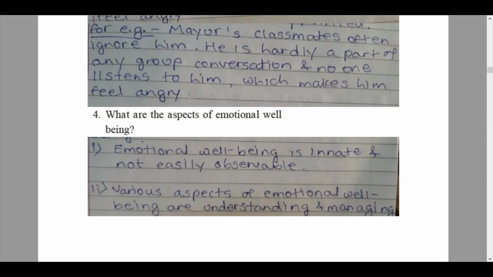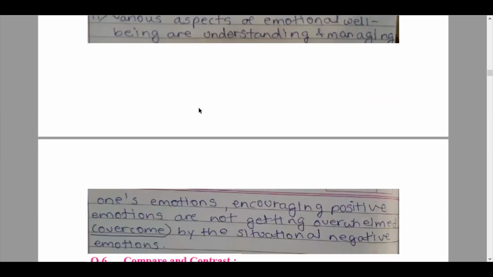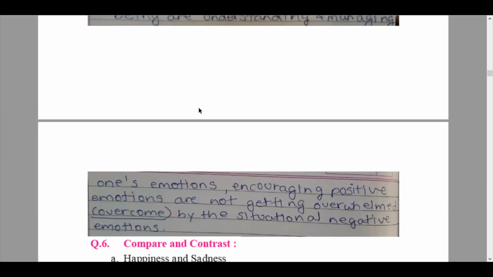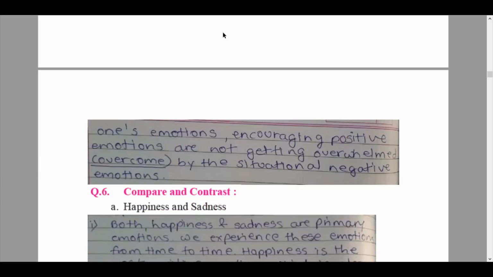What are the aspects of emotional well-being? Emotional well-being is innate and not easily observable. Various aspects of emotional well-being are understanding and managing one's emotions, encouraging positive emotions, and not getting overcome by the situational negative emotions. So this is how emotional well-being can be kept into action or drawn into action. So that was our question number 5 with our various sub-questions.